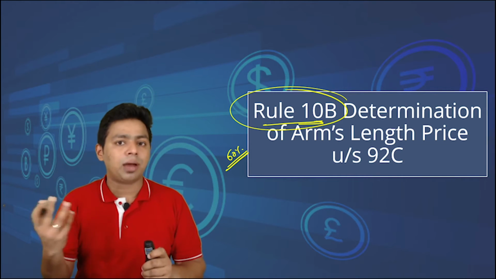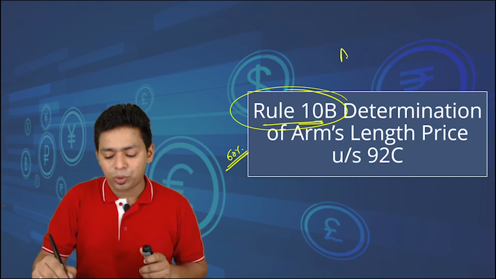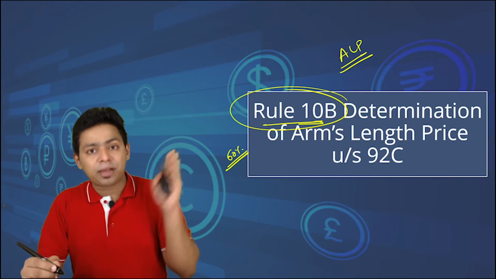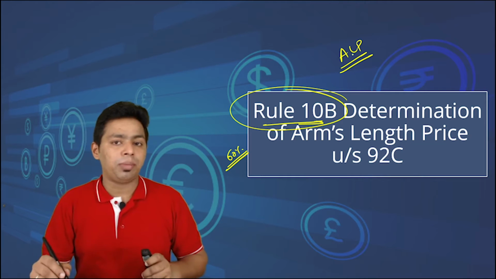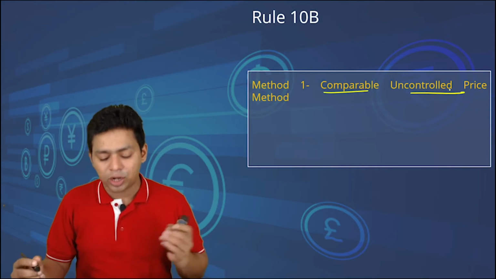So if you want to study exam oriented, Rule 10B you cannot leave, because these are the 6 methods of computing arm's length price. That is the backbone of the whole transfer pricing mechanism. So we are learning the first method. First method is the comparable uncontrolled price method.